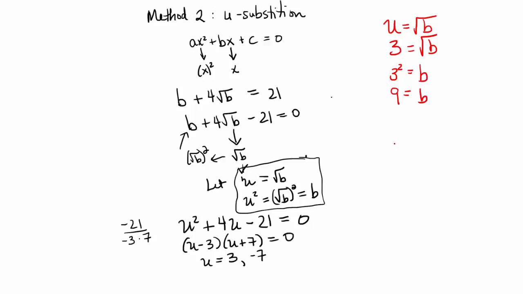On the other hand, if u was equal to negative 7, then plugging into u equals the square root of b, we'd have negative 7 equals the square root of b. Now, it's not possible to take the square root of a real number and get negative 7. So that means that there is no b that would make this statement true. That's not going to work out. So once again, we come to the same conclusion, that the only solution is b equals 9.